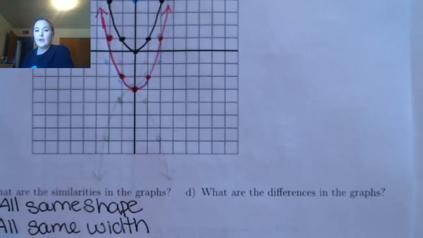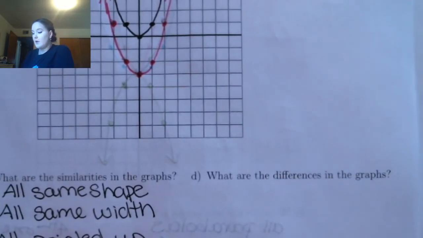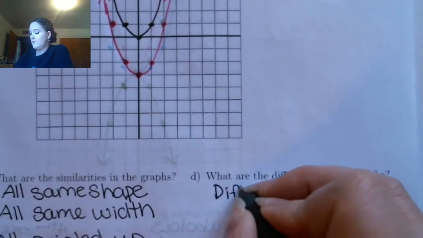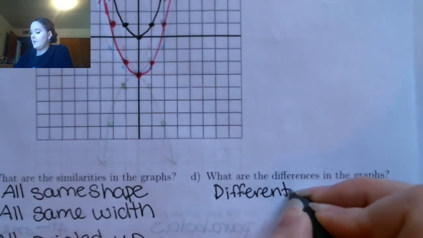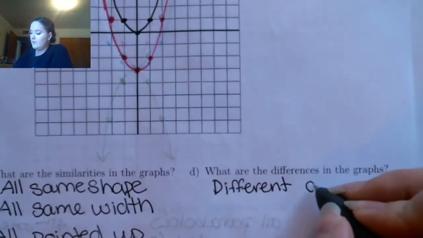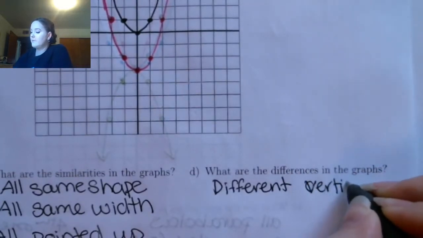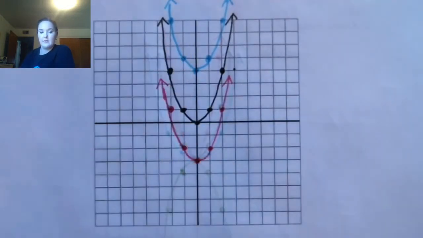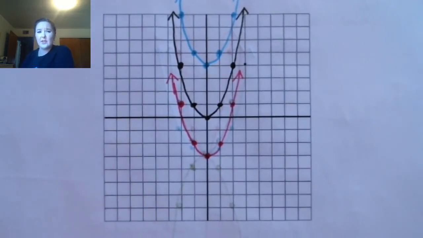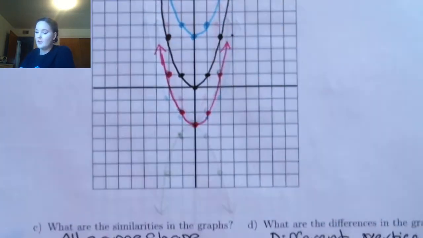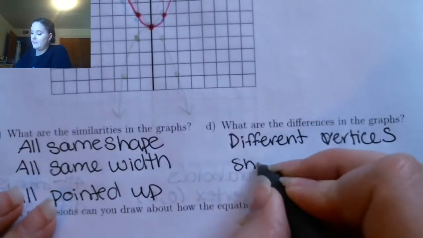So what are the differences here? I would say they all have different vertices, right? You can see the vertex of each graph is different. And that's really the only difference between them. These are all exactly the same, except they're shifted up and down.